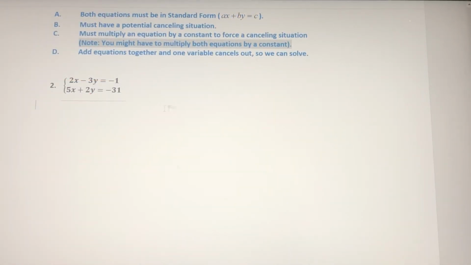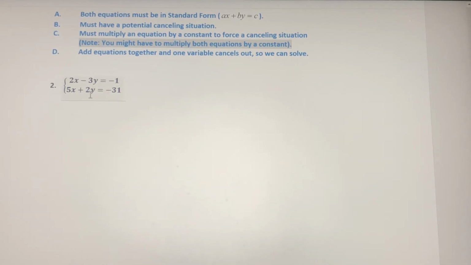All right, so now we're looking at number 2. Notice that in this case, there's not one number that I can multiply either of the two equations by to create that opposite or canceling situation. So I'm going to choose, in this case, to cancel out the y's, because I think that's the easiest way to go. If you'll notice, I've got a negative 3y here and a positive 2y. The reason I start with the y is because I've already got the different signs here. So I can multiply both equations by a positive number to create that canceling situation.